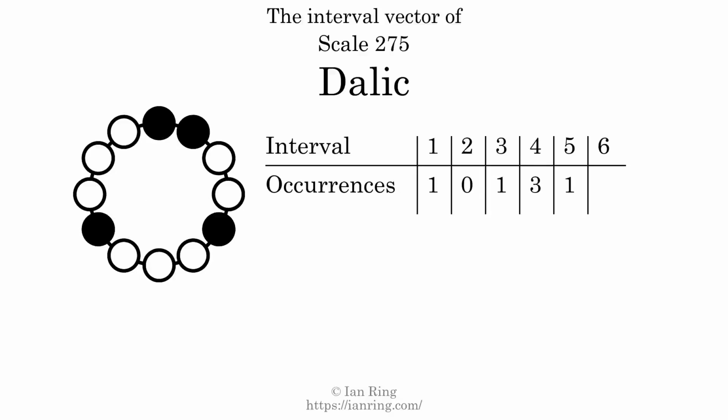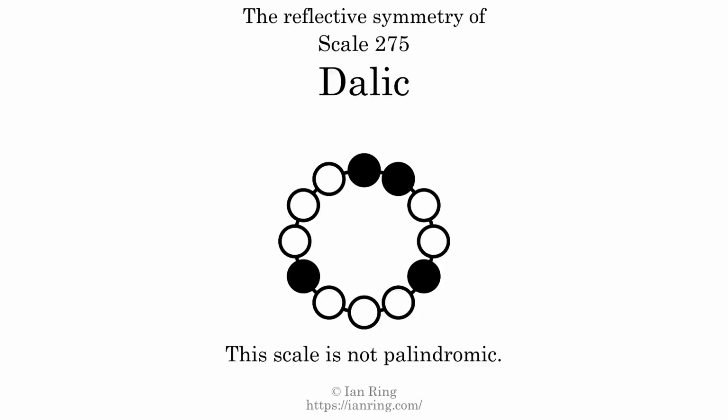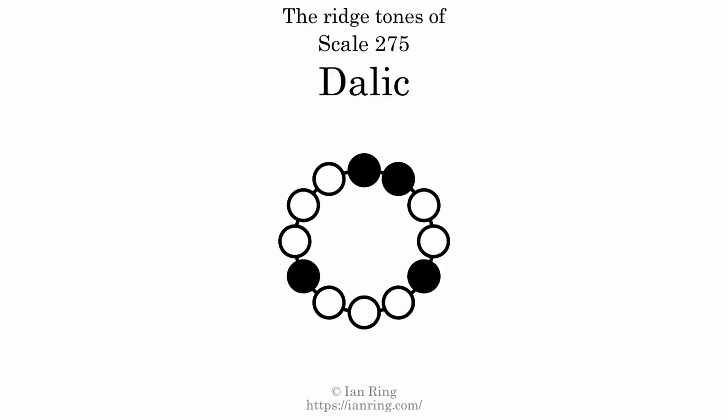There is one interval with a size of 5 semitones. It is here. There are no intervals with a size of 6 semitones. Each interval does not appear in this scale a unique number of times, so this is not a deep scale. This scale has no reflective symmetry. This scale has a different pattern of intervals ascending and descending, so it is not palindromic. This scale has no ridge tones.